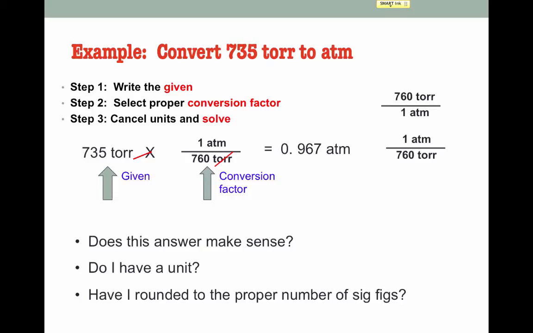Do I have a unit? Yep. Check, check. Have I rounded to the proper number of sig figs? Well, let's see. This number has 1, 2, 3 sig figs, and because these are defined quantities, they have infinite sig figs. So our answer should have 1, 2, 3 sig figs. Excellent.